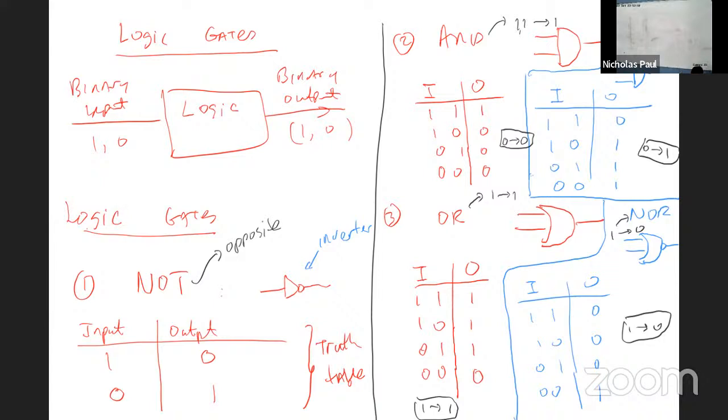Cool. All right, ready? Let's take a look at combination circuits. Number one, let's go real easy. Let's take a NOT gate.